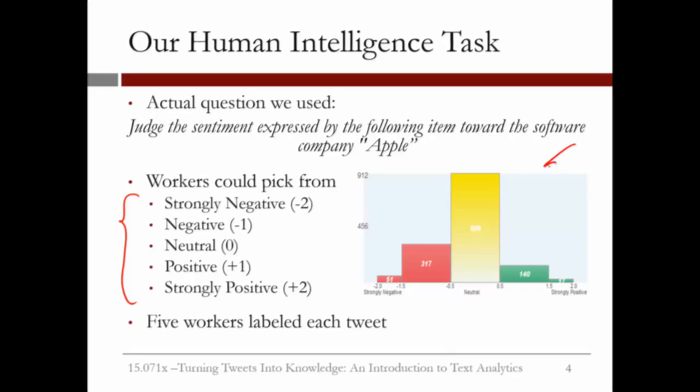The graph on the right shows the distribution of the number of tweets classified into each of the categories. We can see here that the majority of tweets were classified as neutral, with a small number classified as strongly negative or strongly positive.